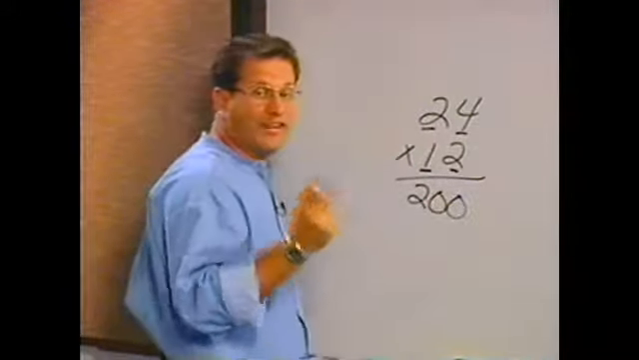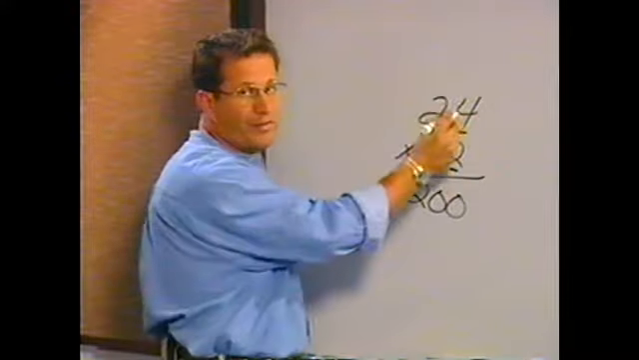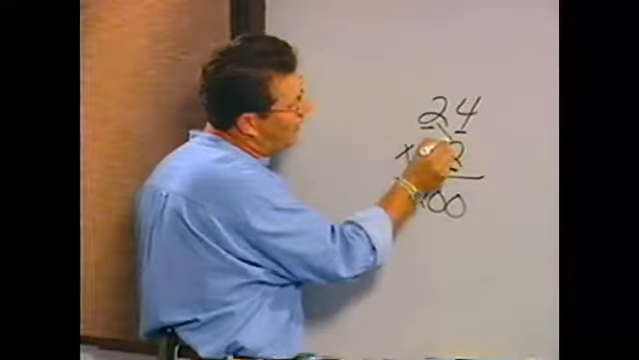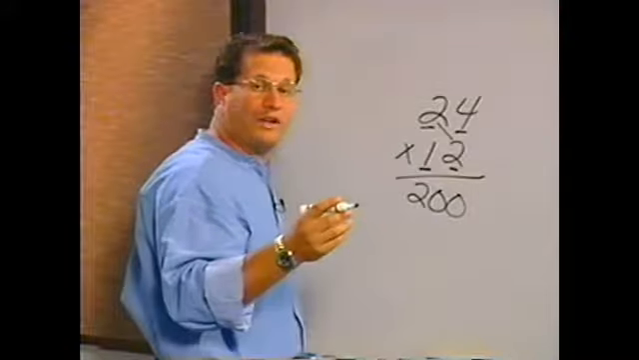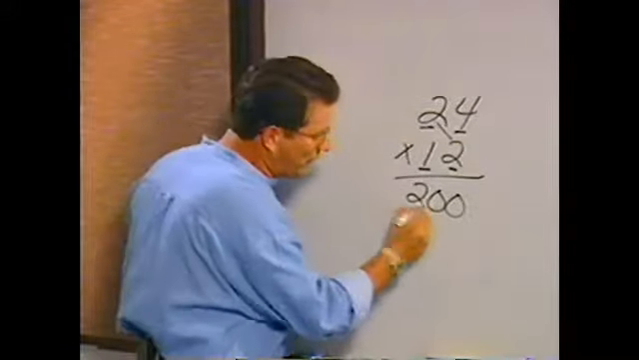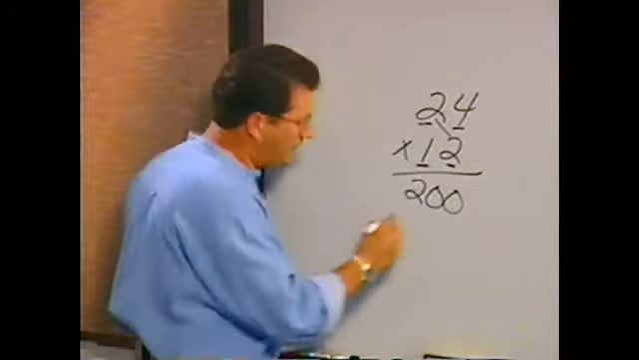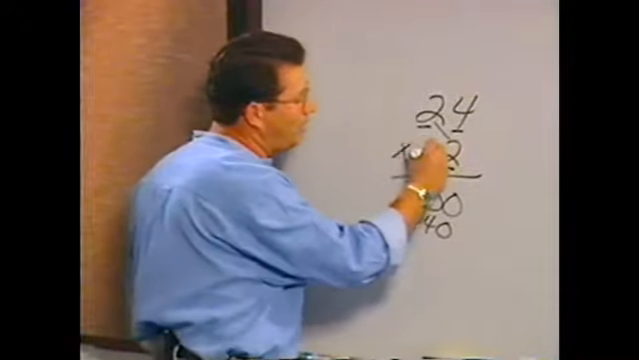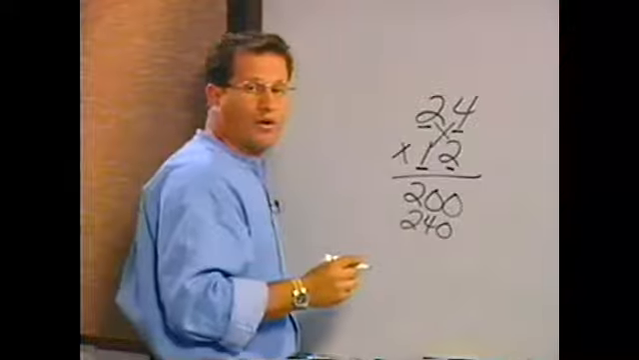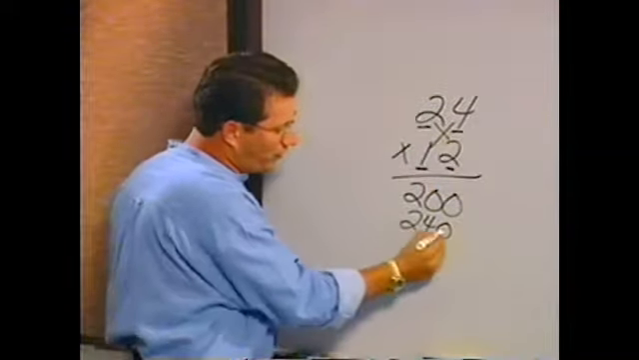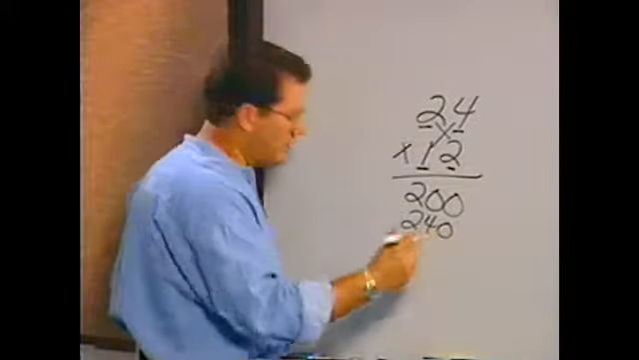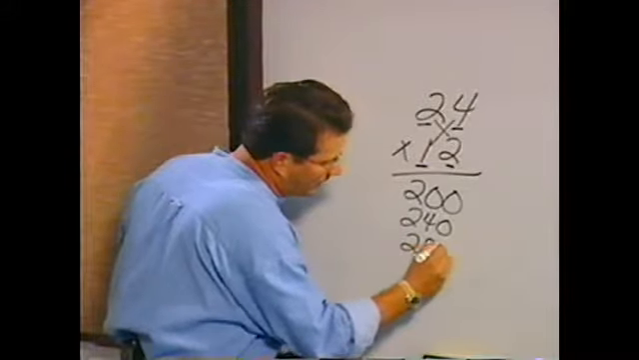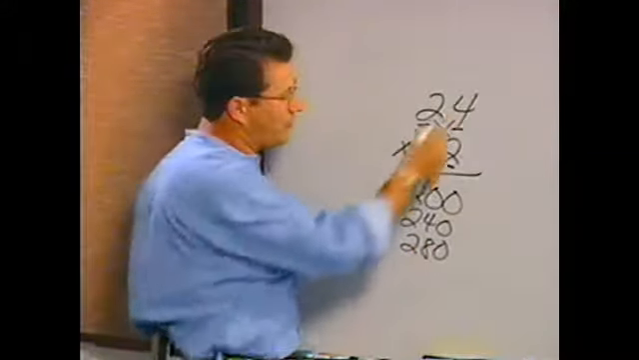Now we have to do the second step, which is the cross multiply. What's 20 times 2? 20 times 2 is 40. So we add that to our 200 and we get 240. Now we cross multiply the other way. What's 10 times 4? 40. What's 240 plus 40 more? You should get 280. And now the last step is the right side.